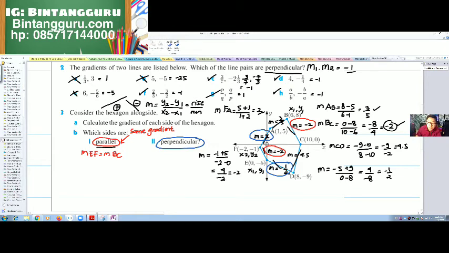Also perpendicular. And we don't have any multiplication which equals -1. So the answer is only FA and ED. So 9/2, and we don't have any perpendicular line. So this will be M FA equal to M ED.